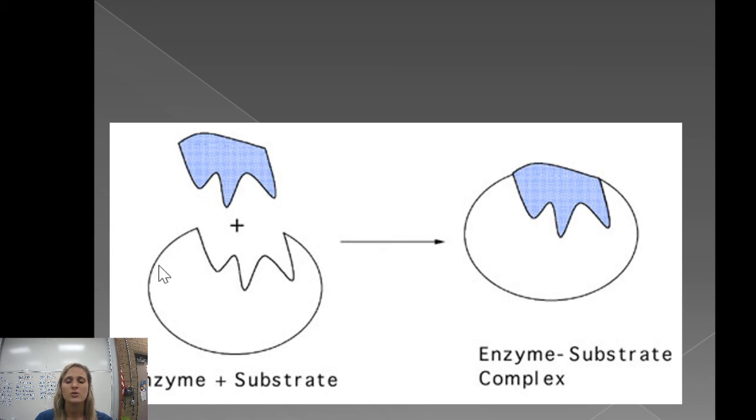So you get a shape for the enzyme that perfectly matches the shape of the substrate. This is why we're saying it is a lock and key model. If you get a different substrate that's a different shape, it's not going to fit in here, and that enzyme is not going to be able to run that reaction. So the enzyme and the substrate relationship is very specific.